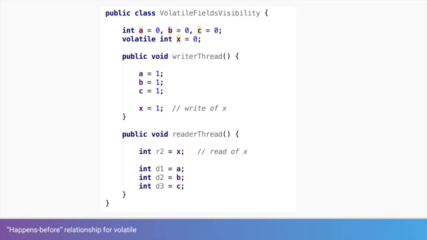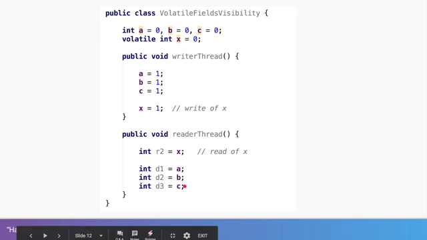There's one more concept here, and that concept is called the happens before relationship. Let's say we have the same example. Before, the value of x is being written as 1, and here in the reader thread method we are reading the value of x and putting it into R2. Let's say we have three other variables which are not volatile, they're simple regular variables, and we are setting their values a, b, and c as 1. And here, after reading the value of x, we are reading the values of variables a, b, and c.